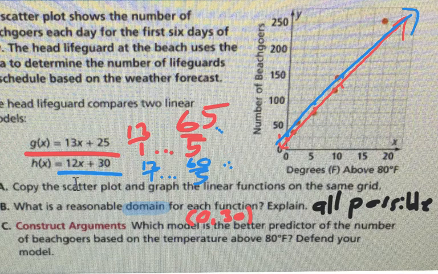And then C. Which of these models is a better predictor of the number of beachgoers based on the temperature above 80 degrees? And defend your model. So between the red line and the blue line, which one do you think is a better predictor? I don't know, honestly. I'm with you. It's not really easy to tell which one's a better predictor, right?